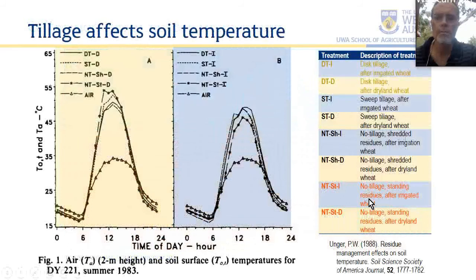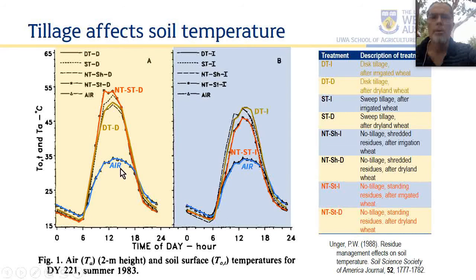Let's have a look at that and some data. So, tillage affecting soil. Here's one diurnal cycle from midnight through to midnight, and we're looking at profiles of soil temperature. We've got different treatments here, and I'm just going to focus on a couple of them: the air temperature, DTD, which is our disc tillage, and NTSTD, which is no tillage with standing residues, dryland wheat in both cases.